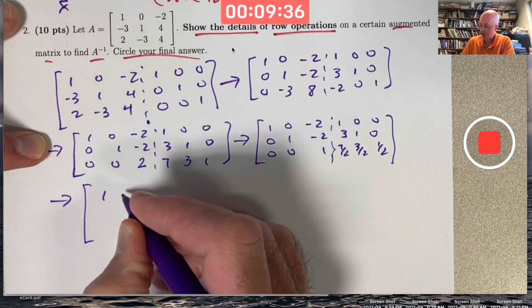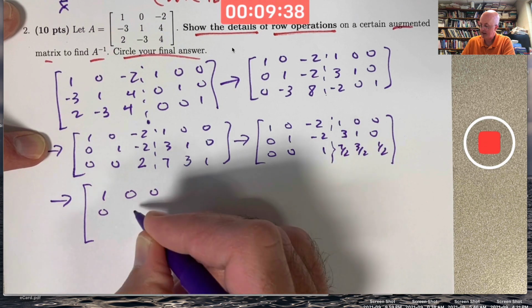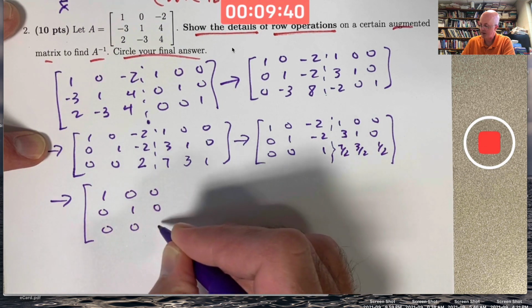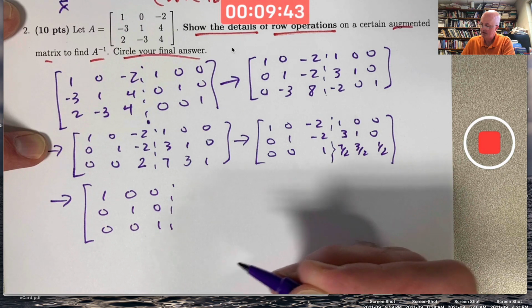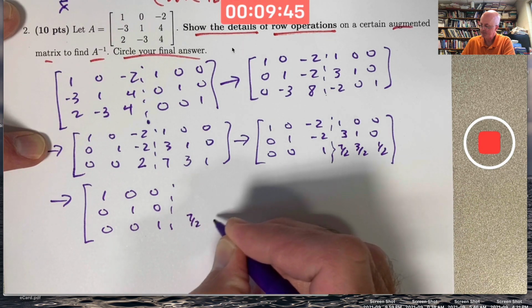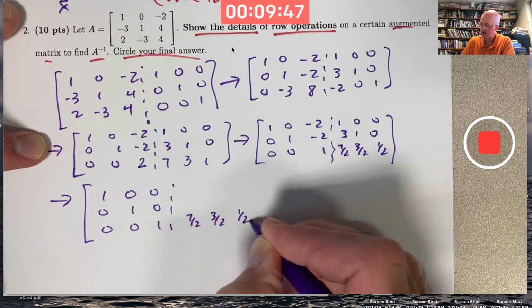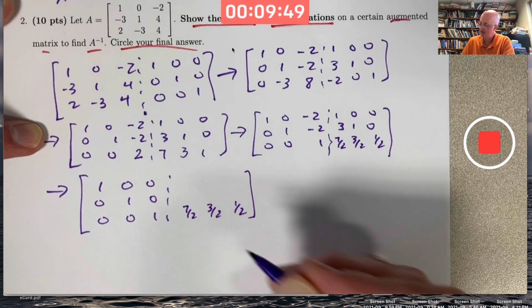And that shows me it will be invertible. I will be able to make the left-hand block into the 3 by 3 identity matrix. I keep the bottom row as is. That will be the last row of my inverse matrix.